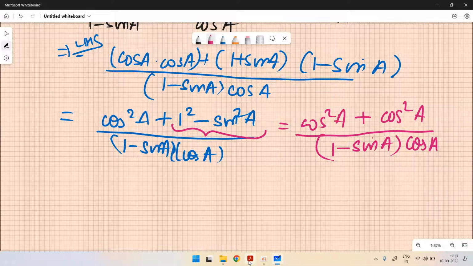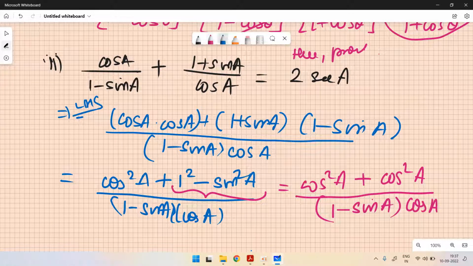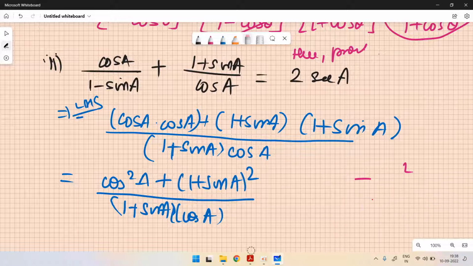So this is 1 plus sin, not minus sin. This is 1 plus sin. So this is nothing but 1 plus sin. So this expression will not be there. Instead, this is 1 plus sin square, and this term will be 1 plus sin A whole square, and this will be the expression.